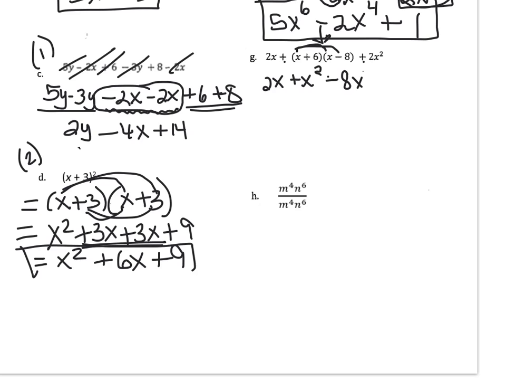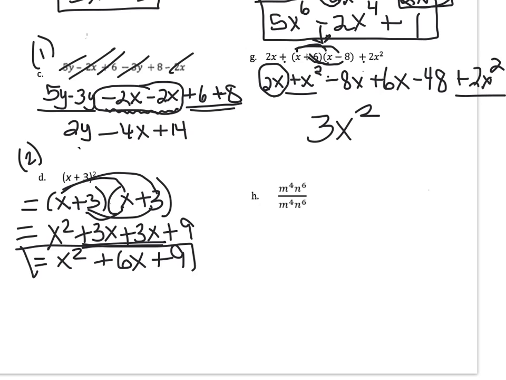Now I'm going to take this 6 through the second set of parentheses. 6 times x gives me positive 6x. And 6 times negative 8 gives me negative 48. And I have a plus 2x squared hanging off the end. Combining my like terms, I have a 1x squared and a 2x squared, which gives me 3x squared.